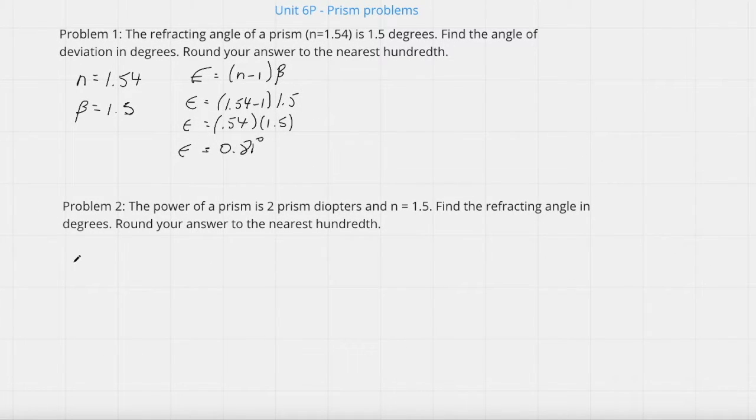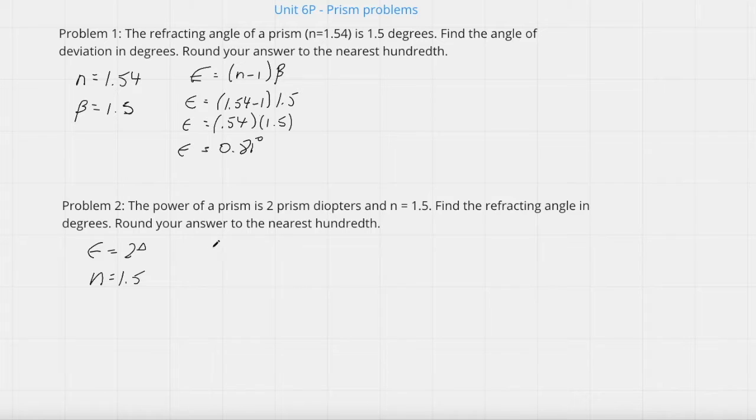Question 2 gives us the power of the prism in prism diopters and the index of 1.5, and again asks us to find the refracting angle. So epsilon is now 2 prism diopters, and the index is 1.5. So now the formula we need to plug into is epsilon, being in prism diopters, equals 1.745 times (n minus 1) times beta. So 2 equals 1.745 times (1.5 minus 1) times our unknown beta.